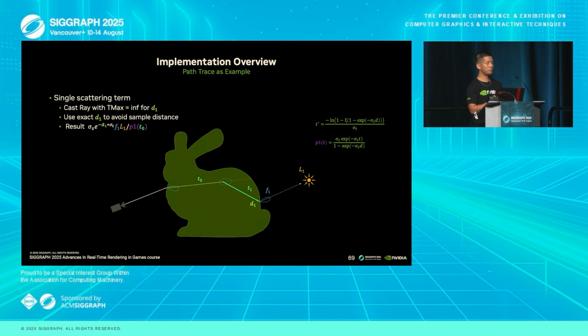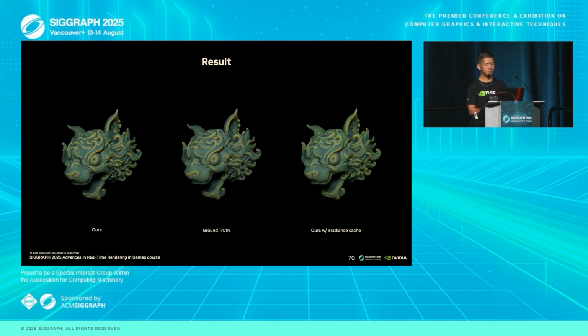Alternatively, if reducing variance is more important, we can instead cast a ray with infinity as the Tmax to solve d1 first. Then we can write our estimator without t1.